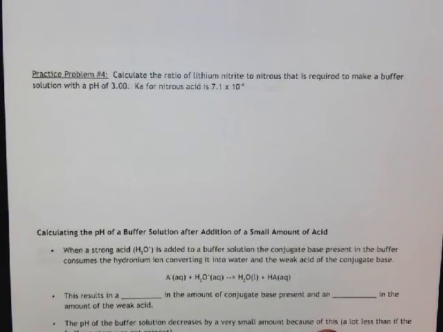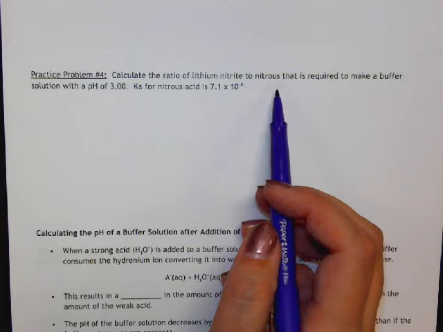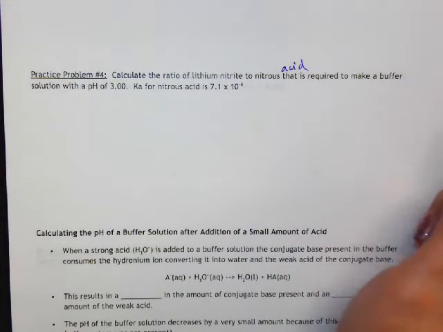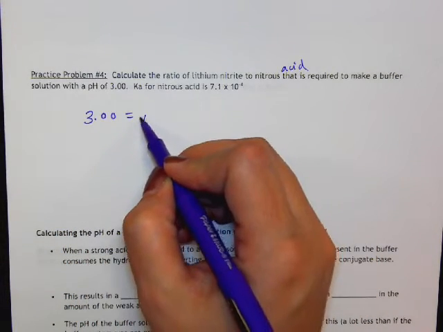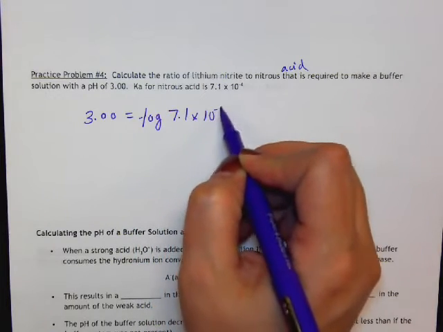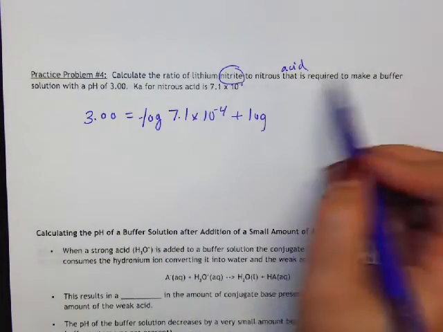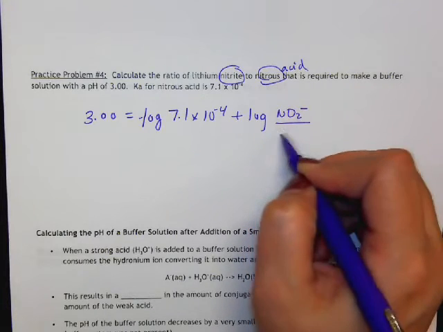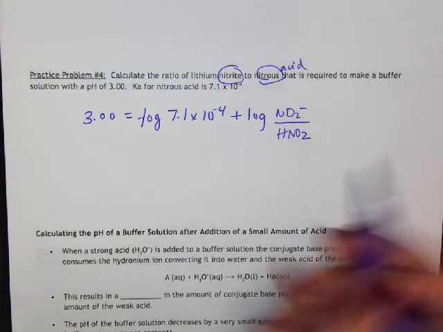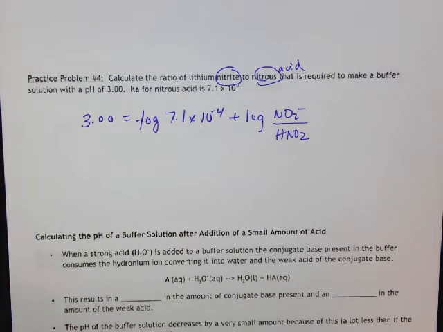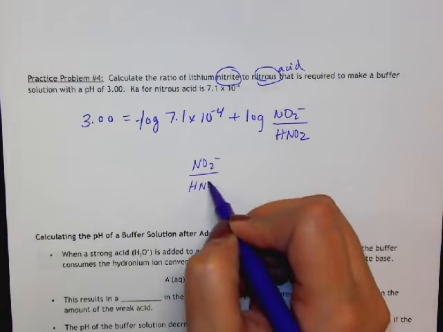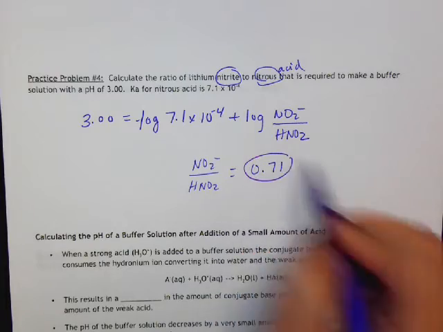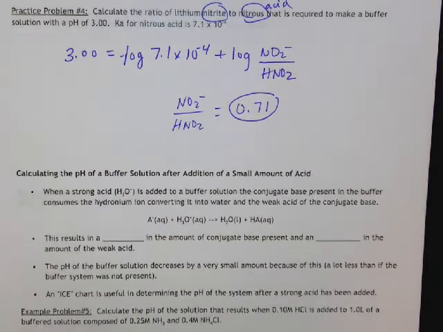So let's look at this last one here. So we calculate the ratio of lithium nitrite to nitrous acid that's required to make a buffer solution with a pH of 3. So again, we know our pH is 3. It's equal to our negative log of our Ka plus the log of our base to our acid, right? Okay. And then we solve. And we get that ratio is equal to 0.71 in this instance. Alright.